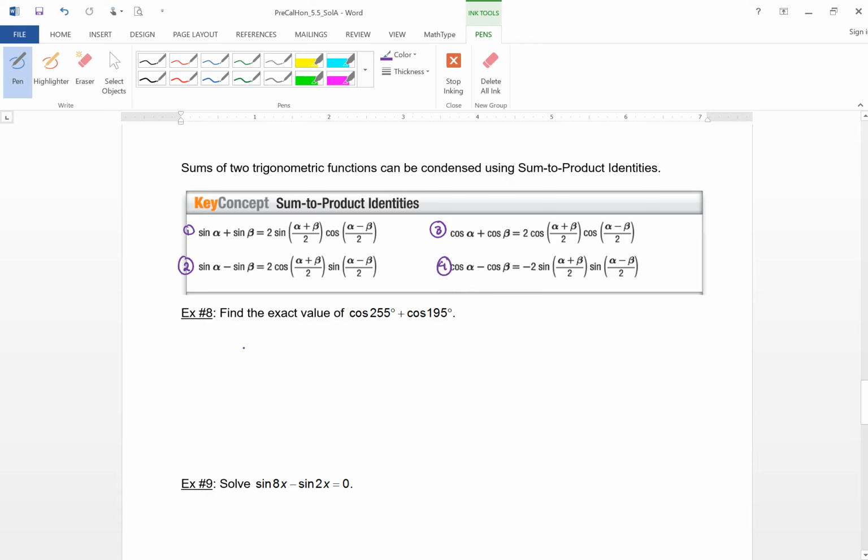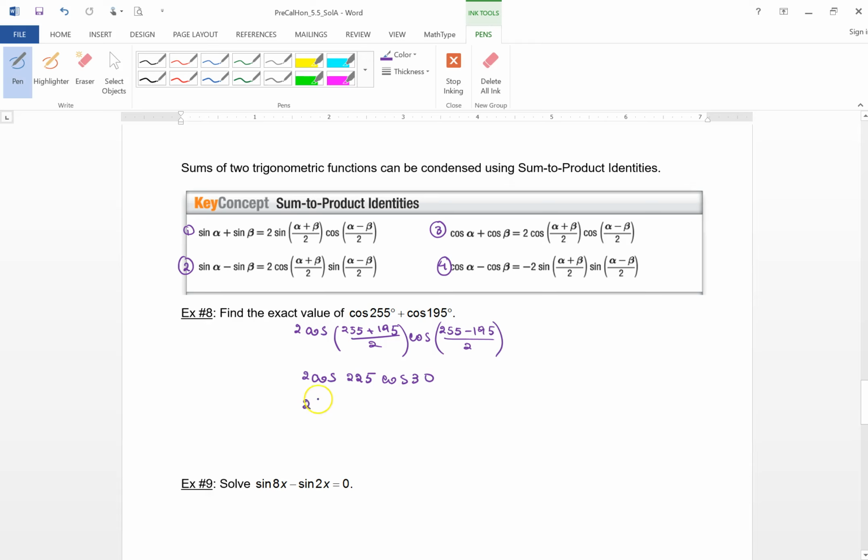For the first one, which one are we going to use? The third one. So it'll be 2 cosine of (255 plus 195) over 2 cosine of (255 minus 195) over 2. So this is going to be 2 cosine of, and we actually get cute little angles for this one, 225 and 30. This gives you 225, and then cosine of 30.